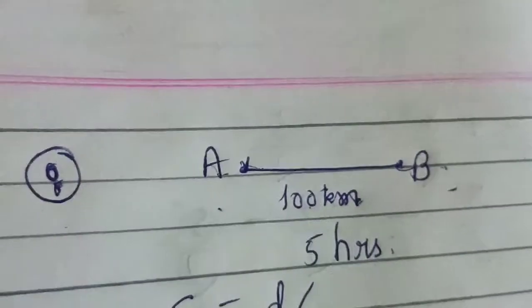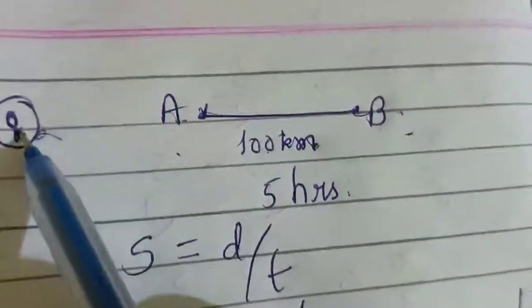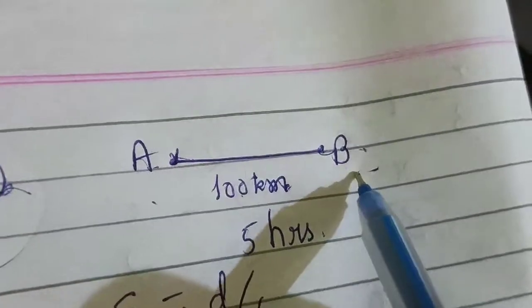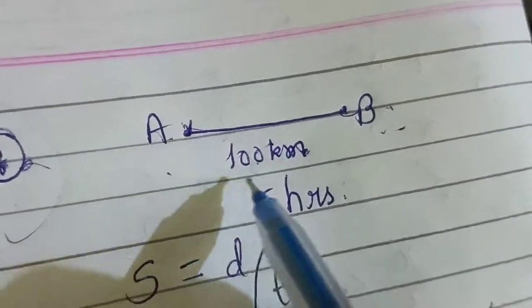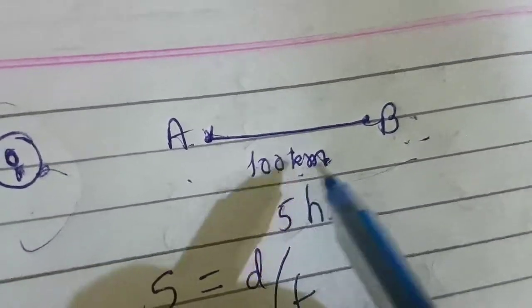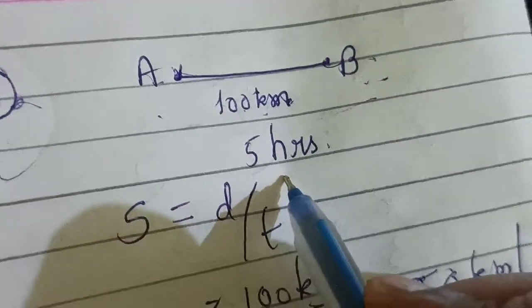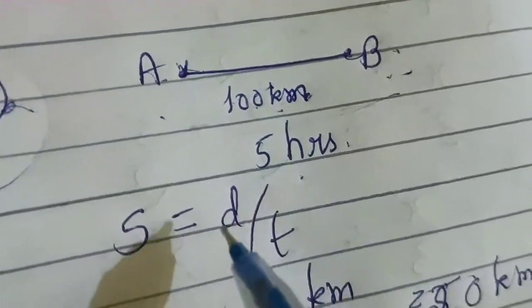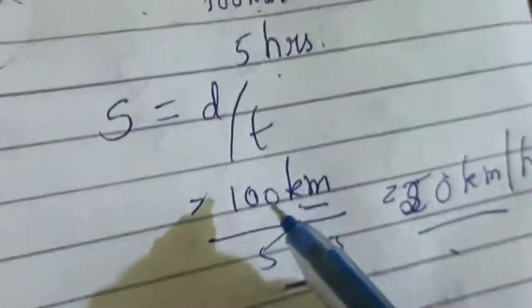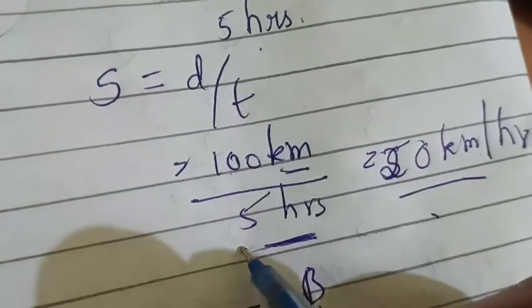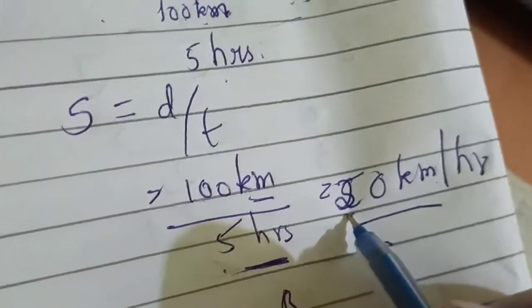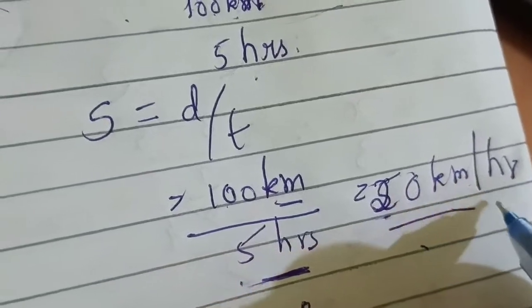Now for example, there is an object O. This object, or maybe a person, wants to move from point A to point B. He covers a distance of 100 kilometer within 5 hours. So what will be the speed? Distance upon time is 100 by 5. You get 20, so 20 kilometer per hour.